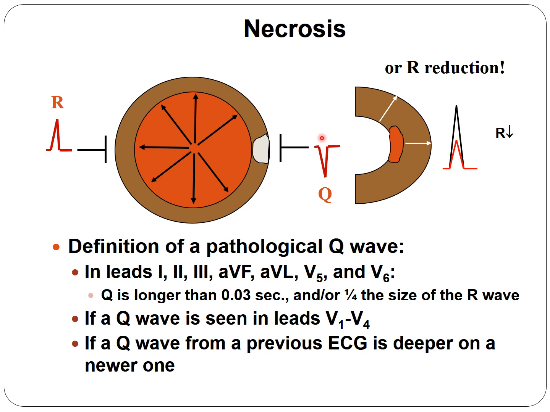Sometimes the necrosis does not involve the whole thickness of the heart. This is why we still have some tissue that can generate some depolarization wave. However, the R wave will be smaller, so R reduction can be a sign of necrosis as well. This R reduction can be seen very nicely in V1 to V4, where we normally have an R progression. Another thing, the pathological Q wave has measures. It's wider than 0.03 seconds and deeper than one quarter of the size of the R wave.